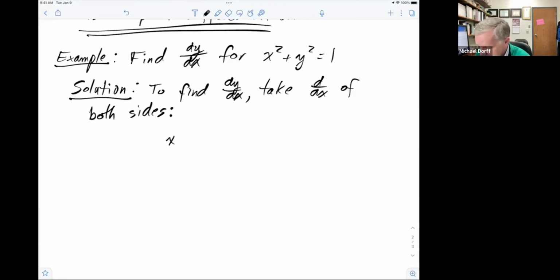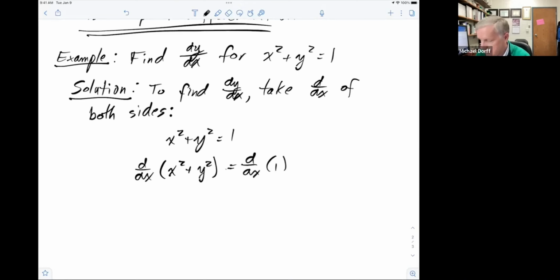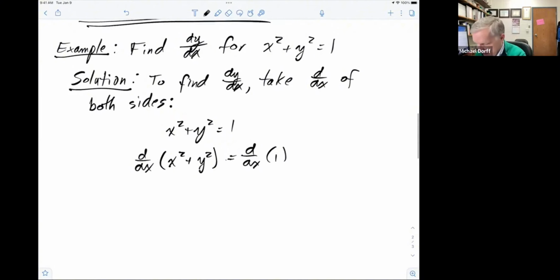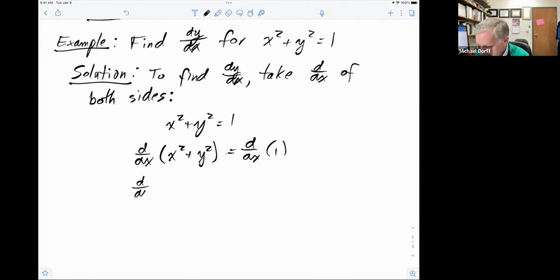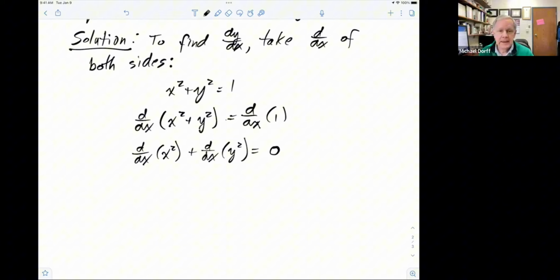So we've got our equation, x squared plus y squared equals 1. Now we're going to take d/dx of the left side and d/dx of the right side. And so the d/dx means we're taking the derivative with respect to the variable x. Now I can break that down into d/dx of x squared on the left plus d/dx of y squared on the left. And when I take the derivative d/dx of 1, it is a constant, so its derivative is 0.